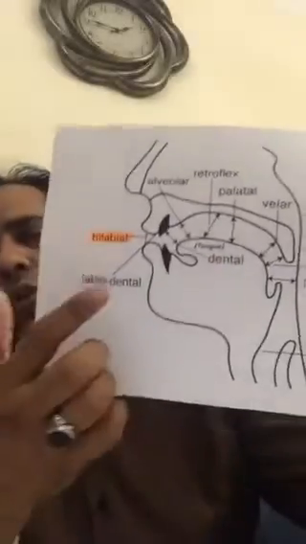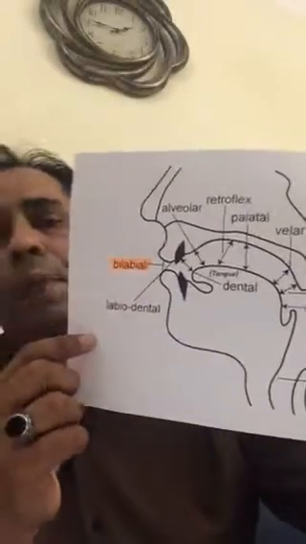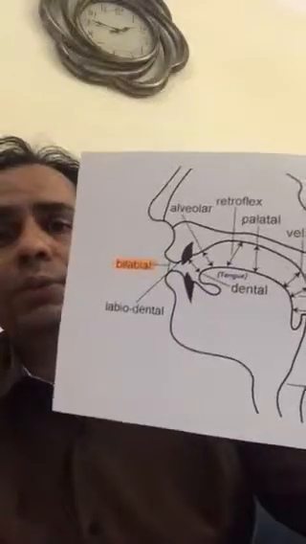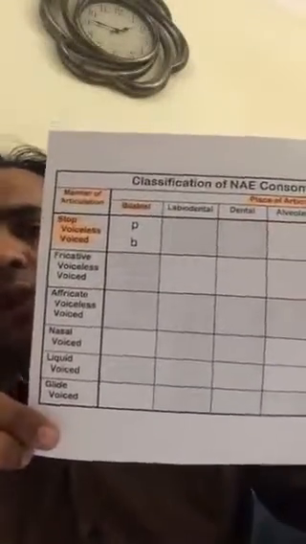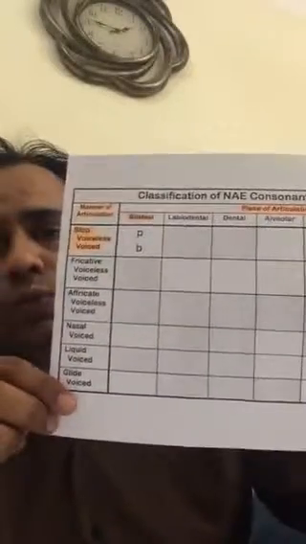I showed my learners this chart in which I clearly told them that P and B are bilabial. It means both our lips are involved in producing these sounds. I told them also that the place and manner of articulation in both sounds are the same. The only difference is P is voiceless and B is voiced. It means while pronouncing P and B, we have vibration in B and no vibration in P. Students also practiced and noticed the change.